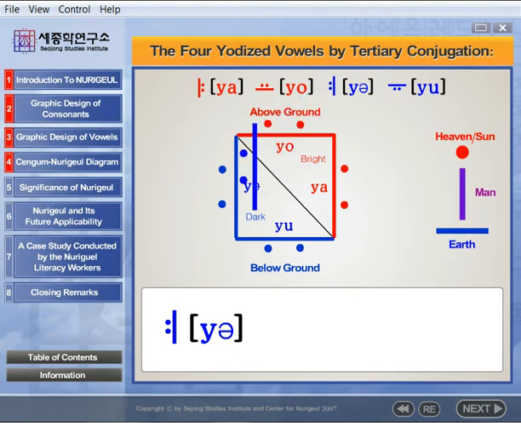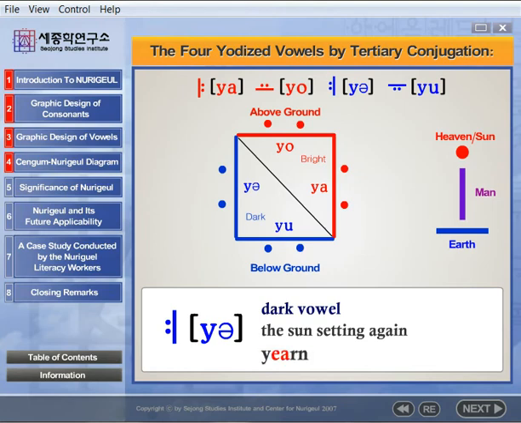The seventh is Ya, a dark vowel. It depicts the sun setting again. The sound is as in yearn or shirt.